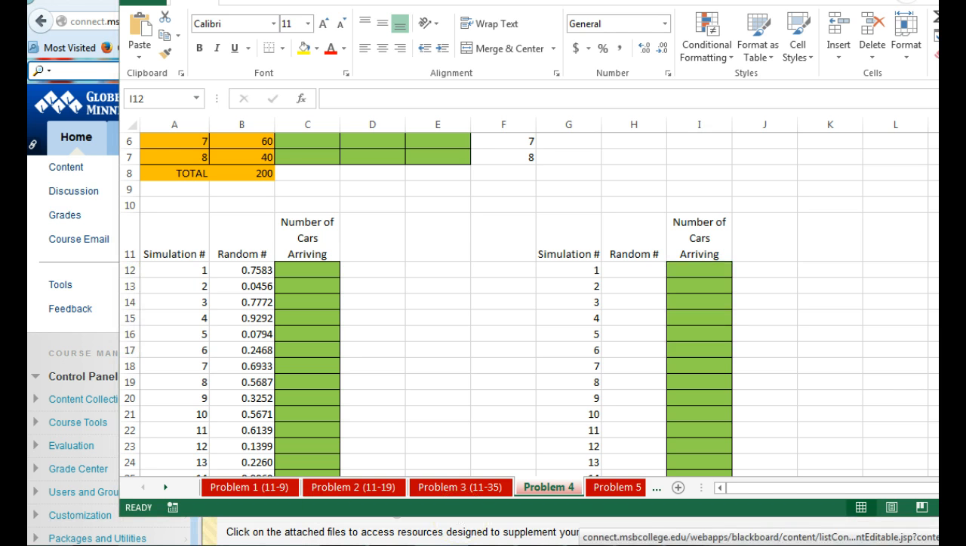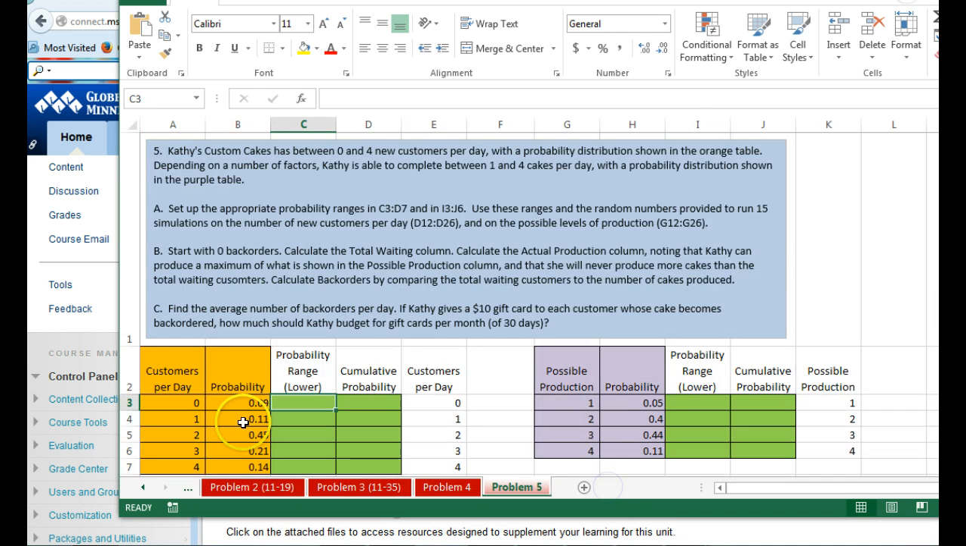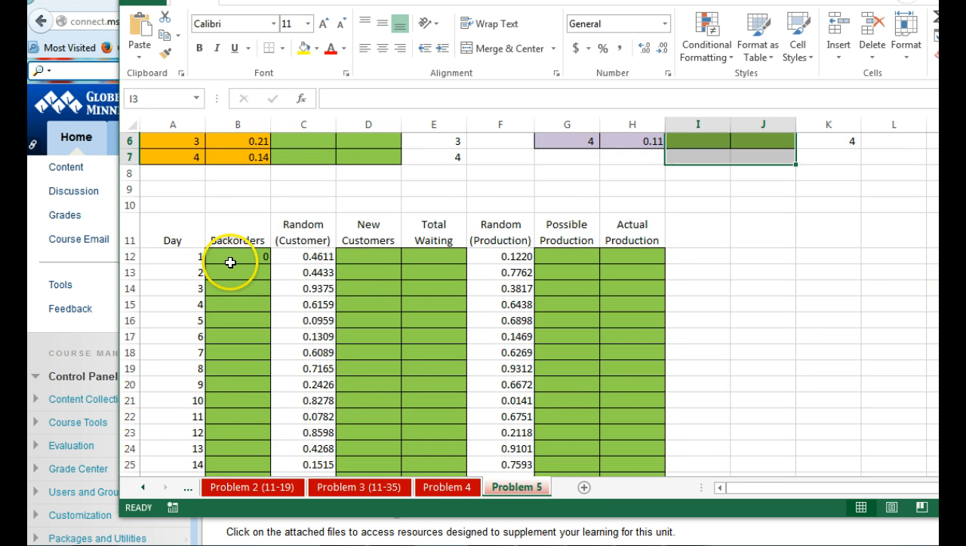Then the last problem is another simulation problem using the same tools. You've got tables you're going to fill in. You're going to have these random numbers. You're going to use the VLOOKUPs to put information into certain cells. You're also going to use minimum formulas to put information into certain cells. So there are several Excel functions in chapter 14 that you're going to use to complete this problem.